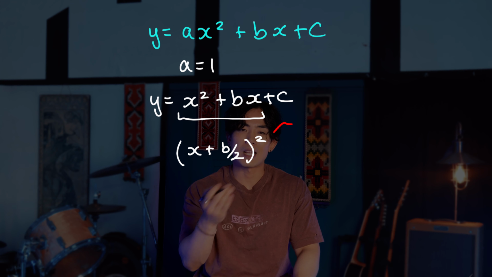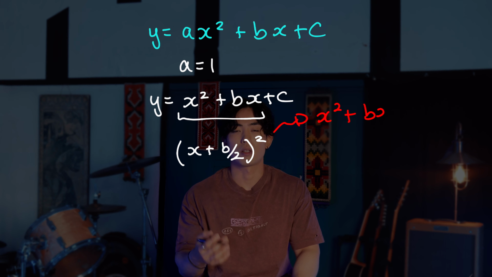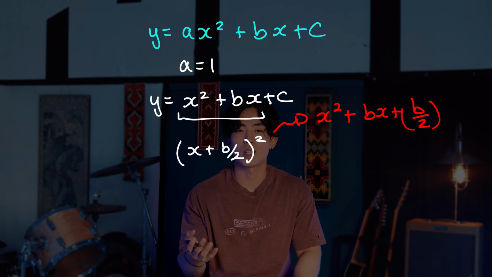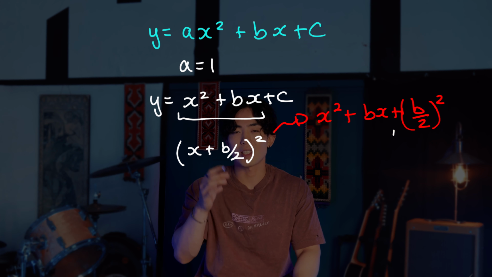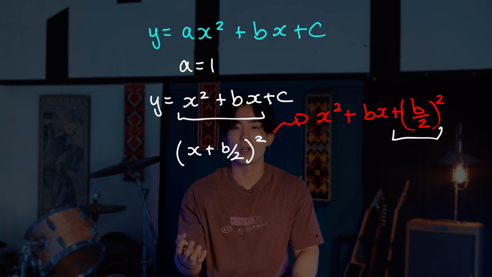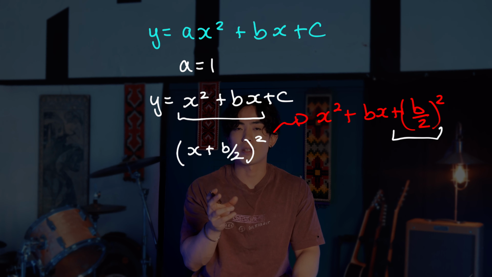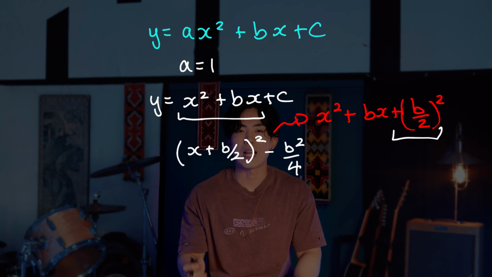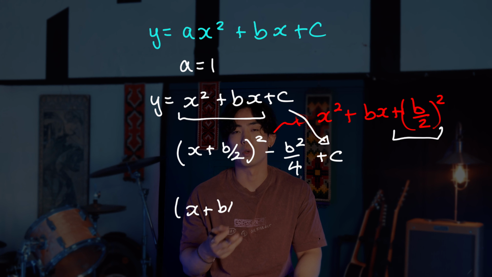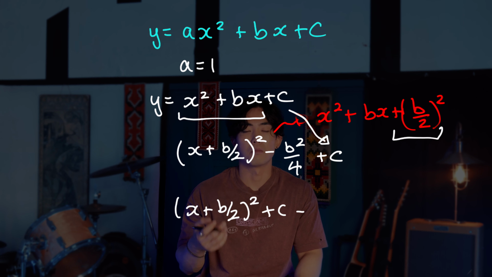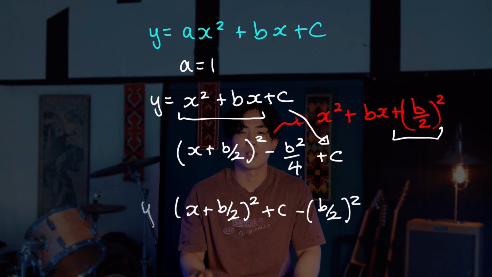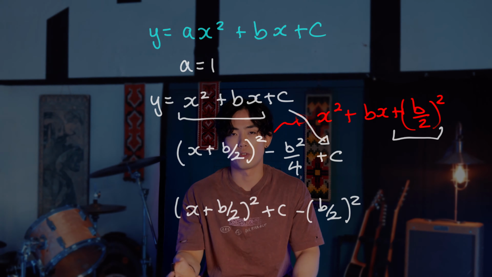If I now expand back out, I'll have x squared plus bx plus b over 2 all squared, right? What do you notice? Well, we've got this extra term, b over 2 all squared. So from this original, we have to subtract b squared over 4. Now we bring back the plus c. We'll have x plus b over 2 all squared plus c minus b over 2 all squared. This is basically how they get the form for completing the square. But as I said, you don't really want to memorize this equation. We want to understand how to use it because it's much more simple.